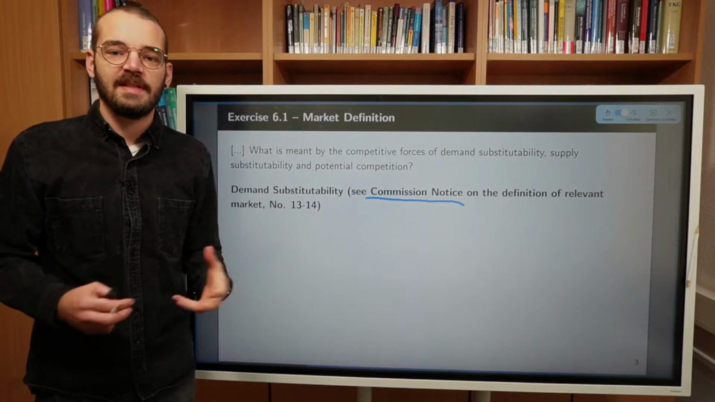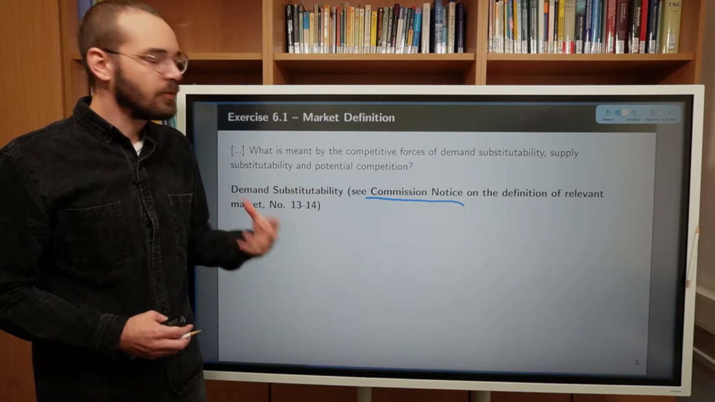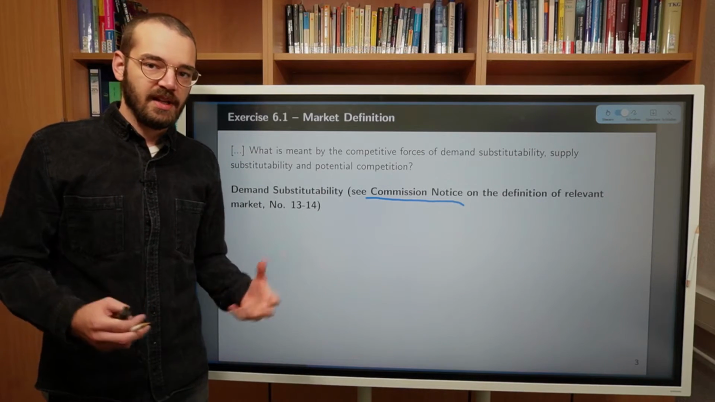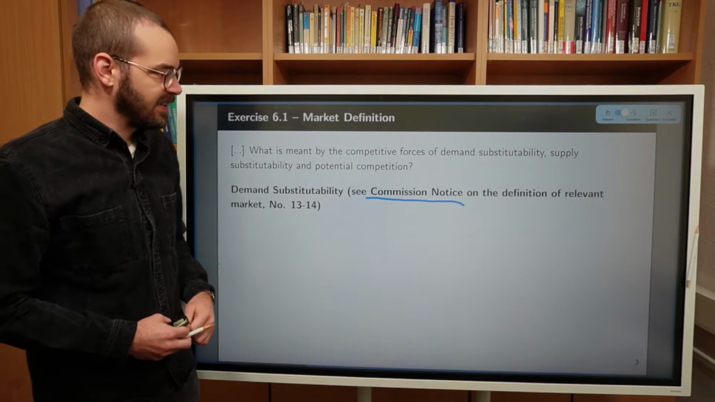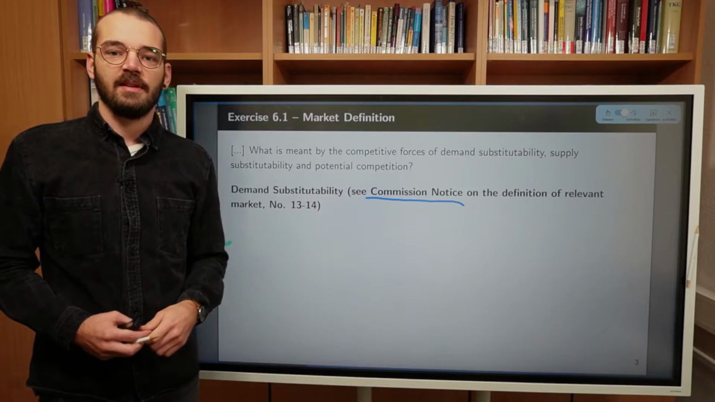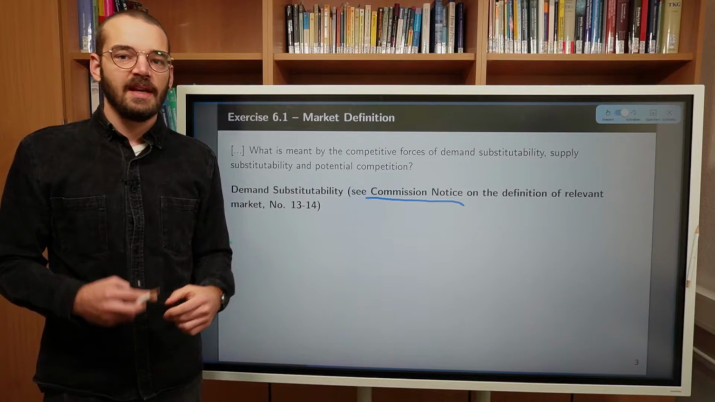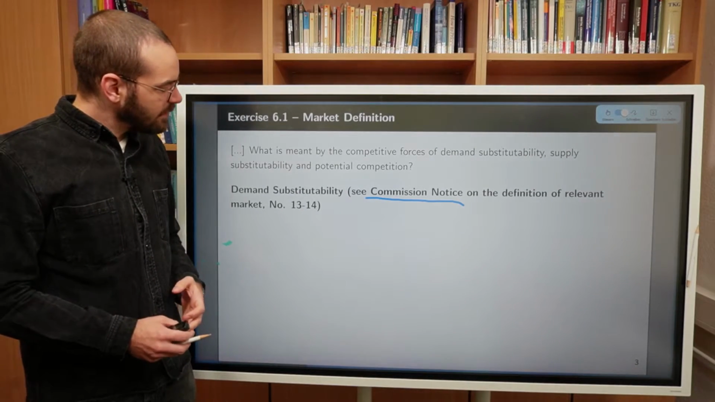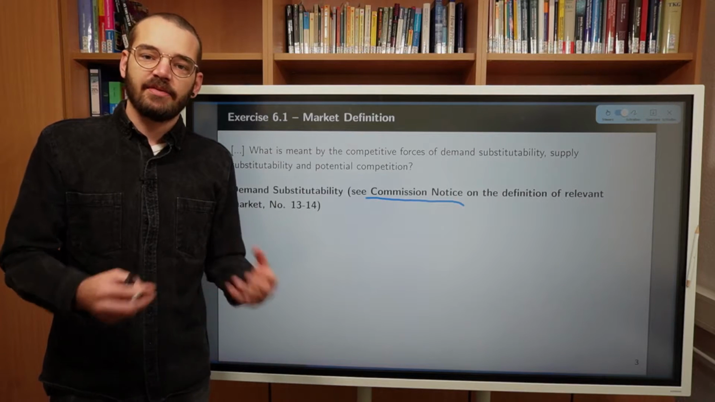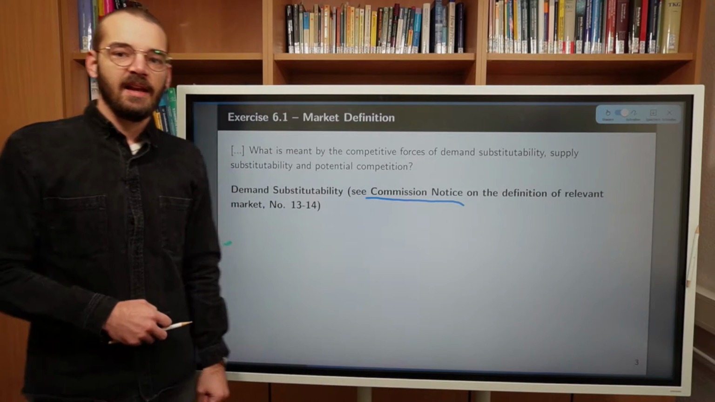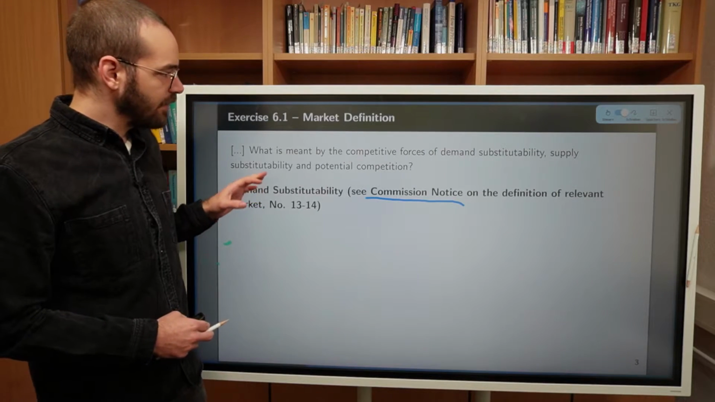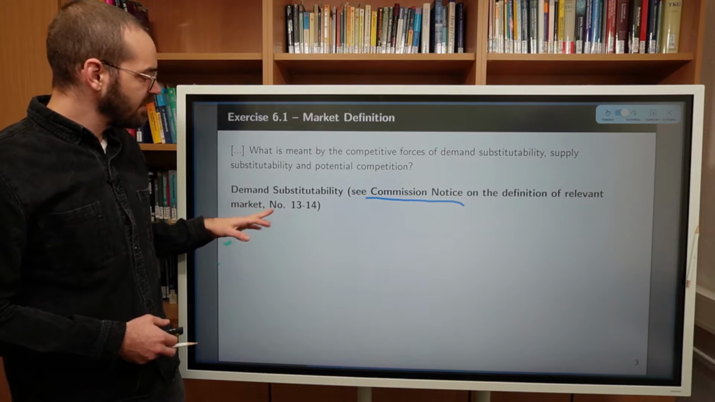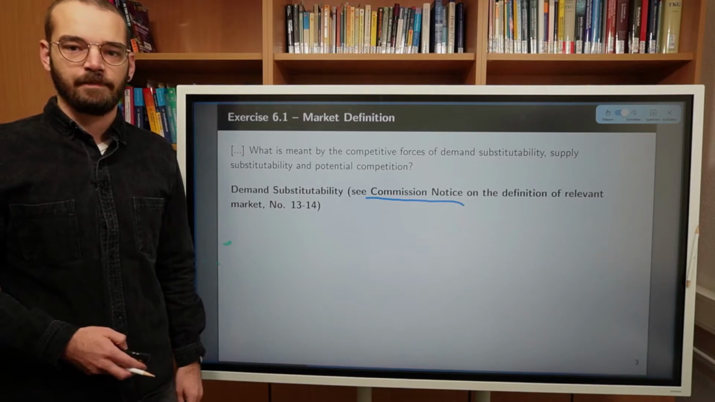For a proper description of what this document is that we will keep referring to throughout this whole exercise, this Commission notice, I would like to refer you to the exercise sheet, in which we even provide a link so you can find it immediately. This is of course the same Commission notice that we are talking about in the lecture slides as well. All right, so let's first talk about demand substitutability as defined and discussed in this Commission notice. To be more precise, the relevant information we are going to talk about in the next minute or two can be found in numbers 13 and 14 in this document.